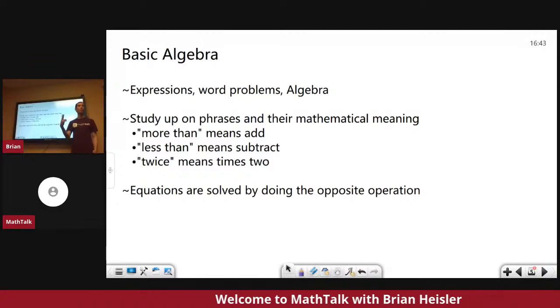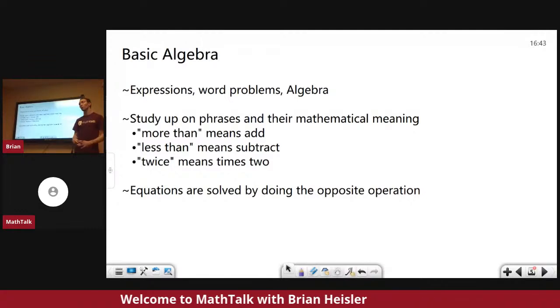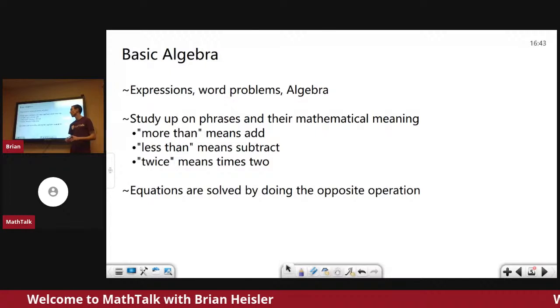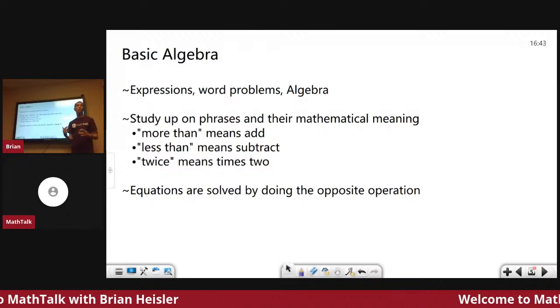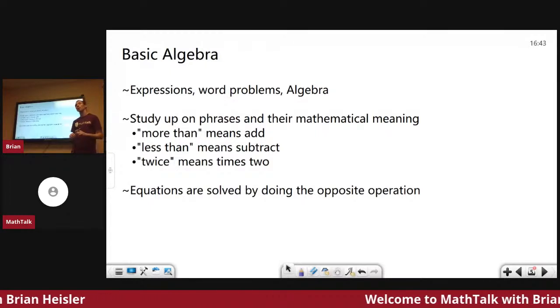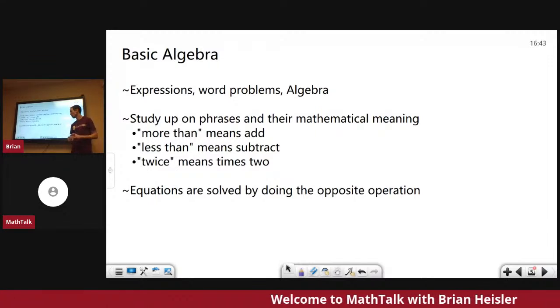If you do something twice, you do it 2 times. So it's important to know those kinds of phrases and how to translate them into numbers, letters, and expressions.